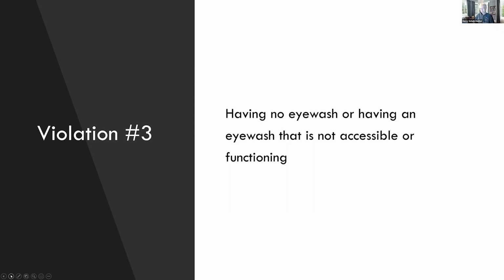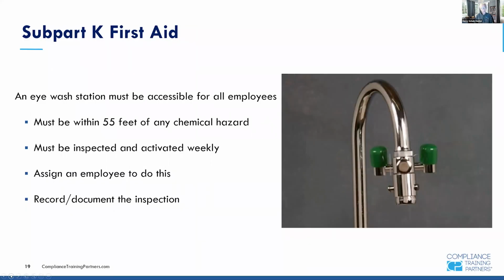Now here's a simple one, easily remedied: not having an eyewash, or not having an eyewash that's accessible or functioning. And you know, I see this more than you would think. There's actually a requirement that an eyewash be within 55 feet of any chemical hazard. Well, for most of us in our office, that means we only need one eyewash. So pick a spot that is within 55 feet of any place there could be a hazard in the office, like a laboratory, an operatory, for example. Another key thing, this has to be inspected weekly.